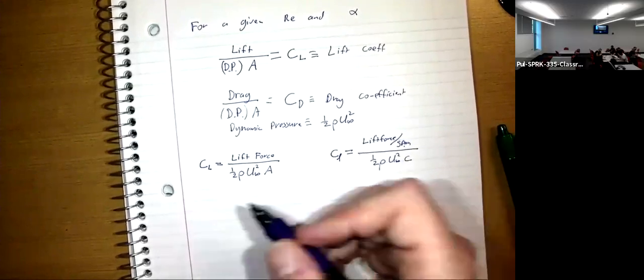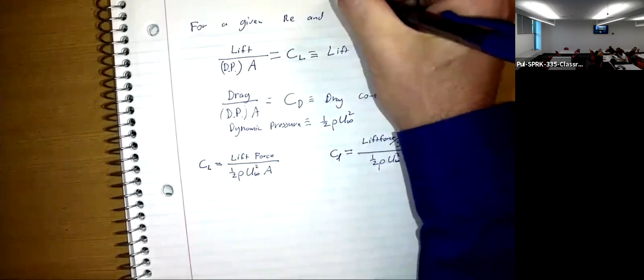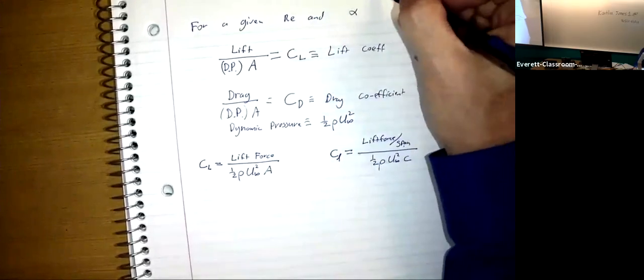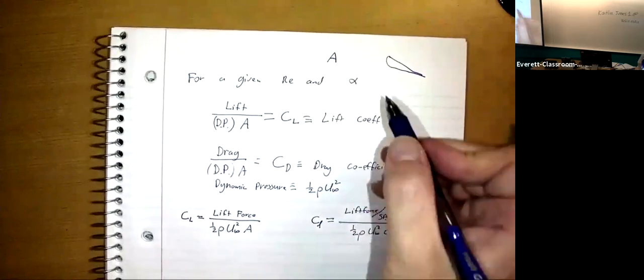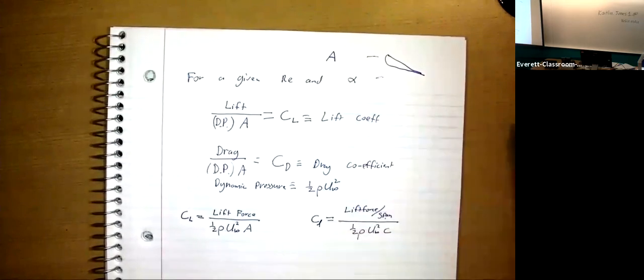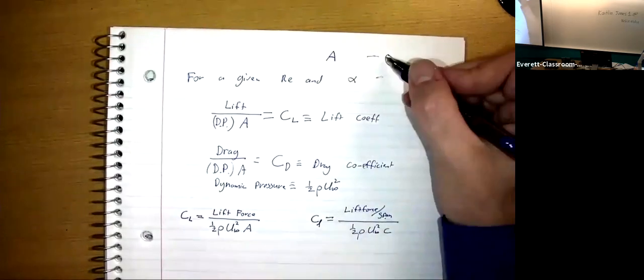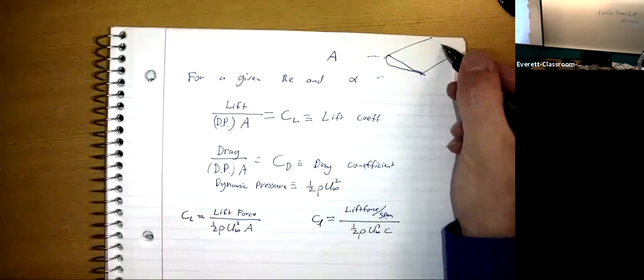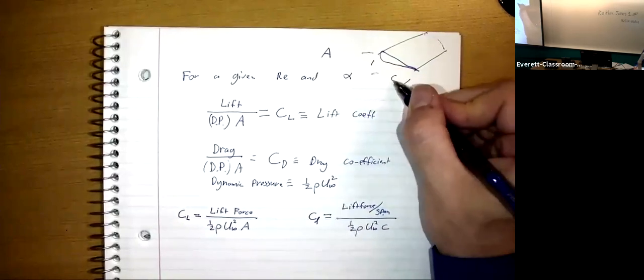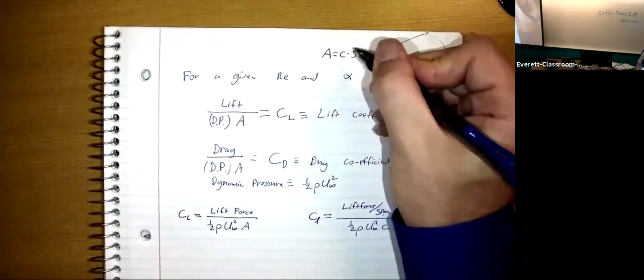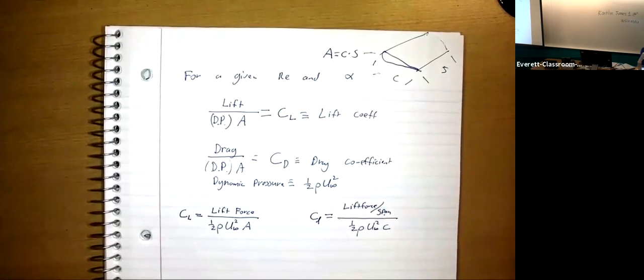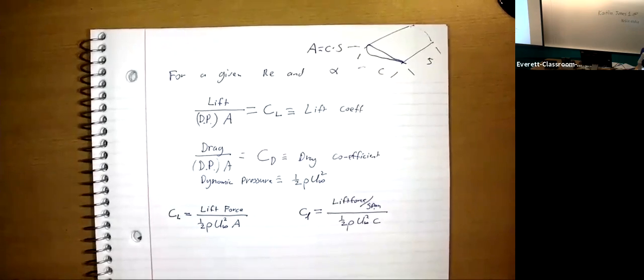I should also say, this area, this A, I could see somebody thinking, oh, it's the area that the airfoil is facing the wind. It's not. It is this area. If this is the chord and this is the span, A equals the chord times the span. Okay, it is the area that your wing takes up.